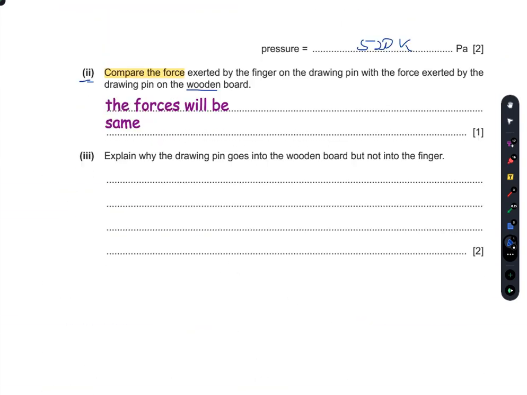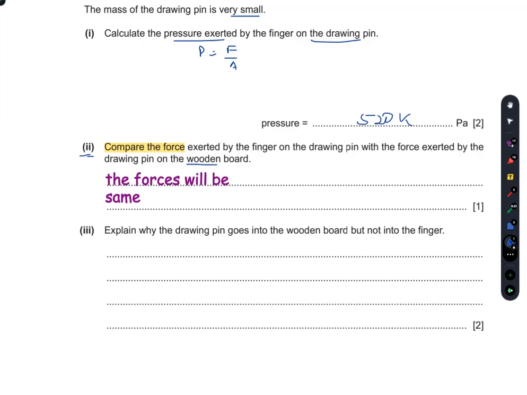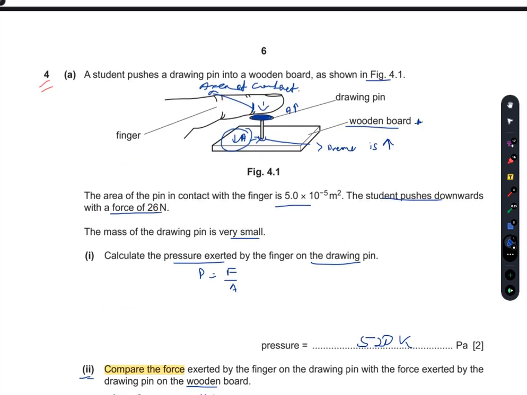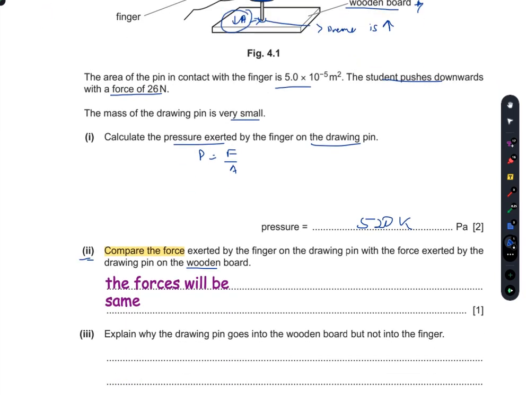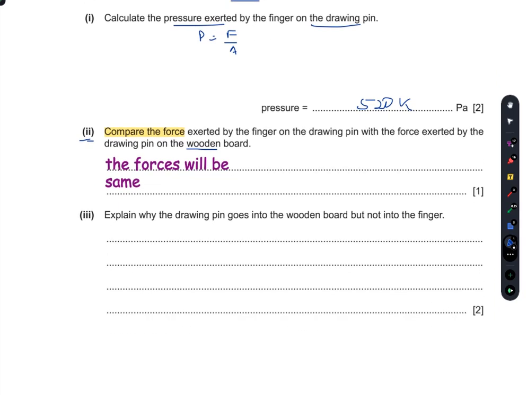So I would say that there is larger pressure on the wooden board, and that's why the drawing pin goes into the wooden board, and there is lower pressure on the finger. That's why it doesn't go through it, although it can. So I write the answer.